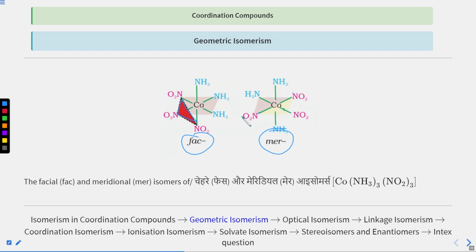But if you see that cobalt is not part of that triangle. The NO2 triangle which is being made by the three NO2s, this NO2, this NO2, and this NO2, cobalt is not a part. But in this case, the triangle which is made by the three NO2, cobalt is also a part of this. You can see it is present on the middle of the line. But in this case, this triangle has nothing to do with Co. So this is the difference. So in this way, you should imagine it, right?